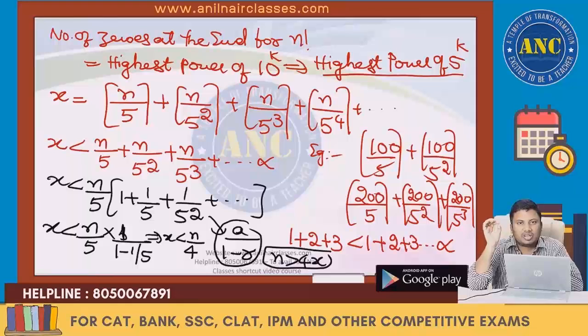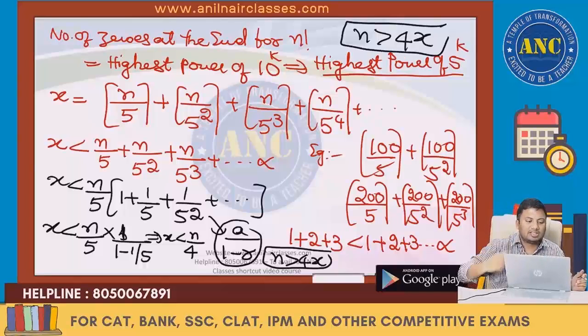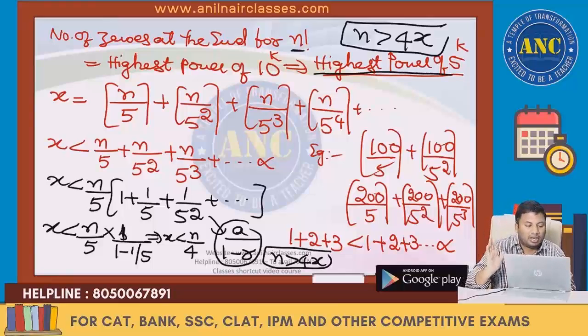What is the relationship between the highest power of 5 and the number for which the factorial is taken? The relationship is n is greater than 4x. I will tell its importance. Again I am repeating. Suppose a number n is there for which we have to find the factorial, that is n factorial. We have to find the highest power of 10. Instead of finding the highest power of 10, it is equivalent to finding the highest power of 5 only for factorial based problems.